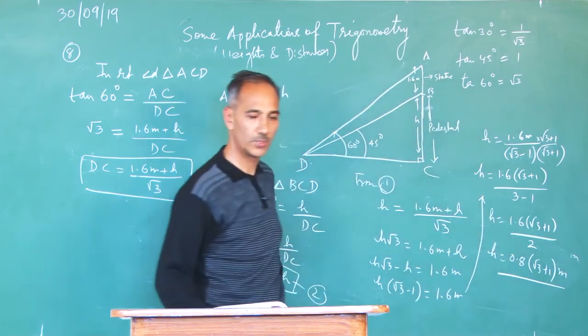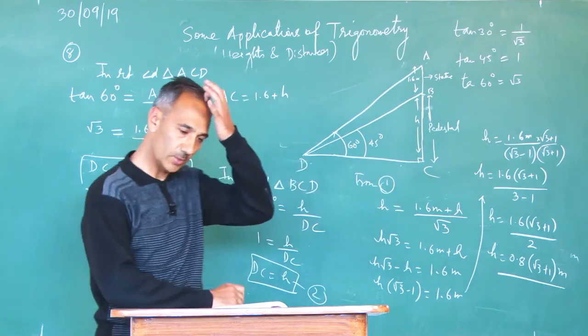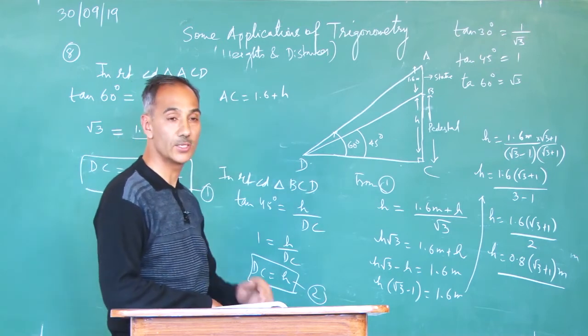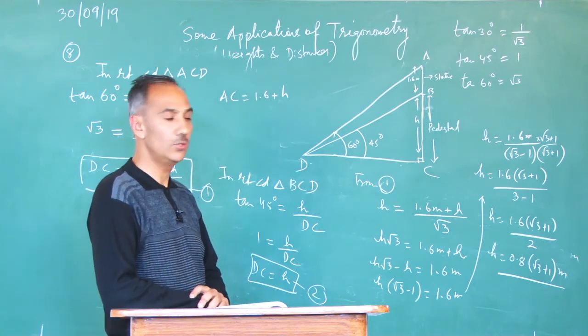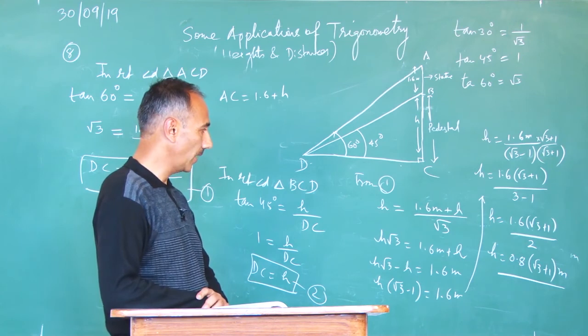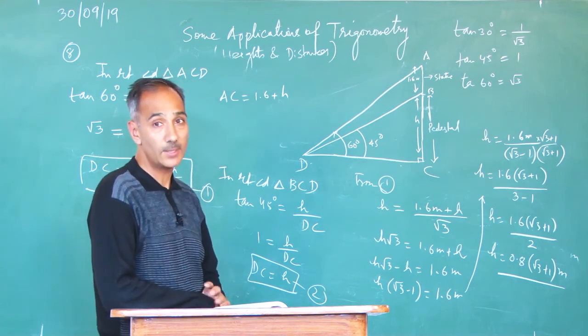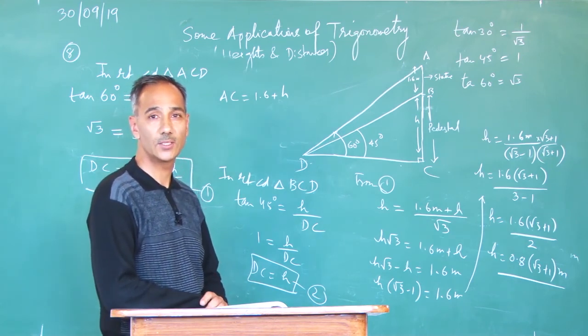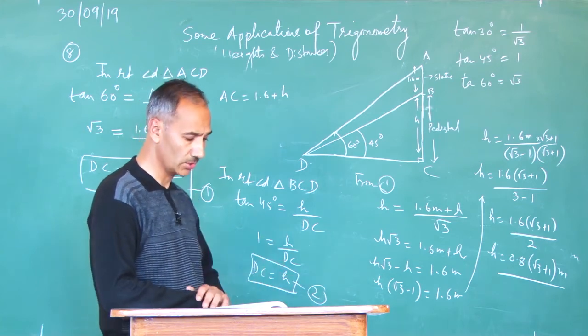Put the value for root 3, 1.73 plus 1, that is 2.73, multiply by 0.8, that is your value of H in meters, right? Sometimes if they ask you to find the height in kilometers, you need to change meters to kilometers.